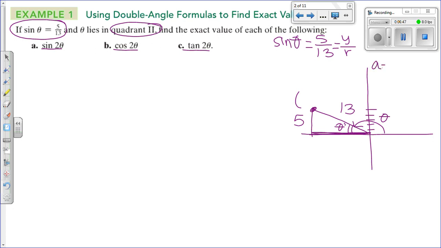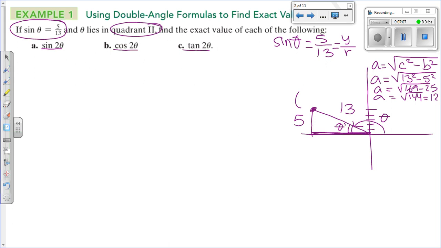We're not finding the hypotenuse, we're finding a side, so let's call it a. And a is going to be the square root of c squared minus b squared. So that's going to be 13 squared minus 5 squared, and that will be 169 minus 25. And that is equal to 144. And we take the square root of that, which will be 12.